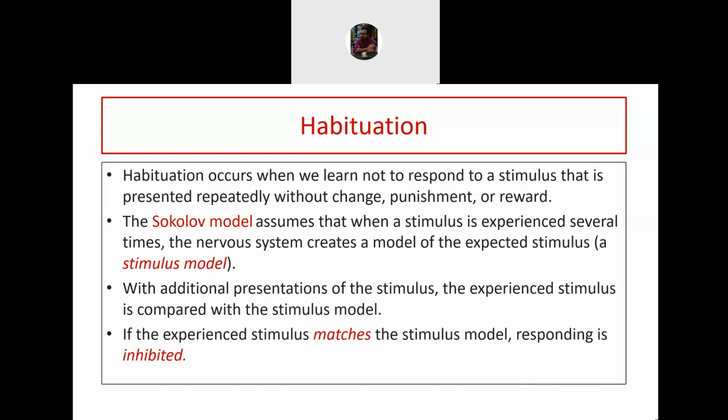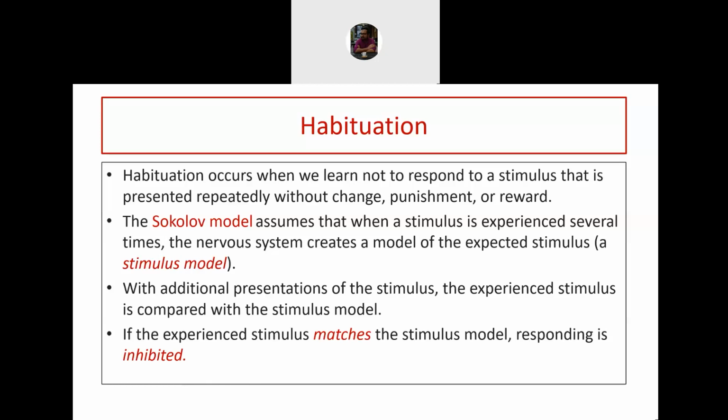What Sokolov proposed is that when you experience a particular type of stimulus, the brain makes a copy of that stimulus. And if the stimulus is not perceived to be very dangerous, then each time the stimulus comes, the brain compares. Is the new stimulus same as before or different from before? If it is same as before, the brain shuts down the response. And this kind of mechanism prevents further response to a common stimulus.